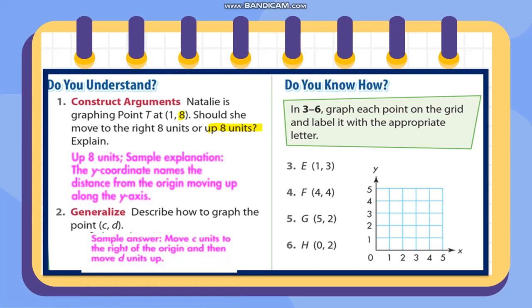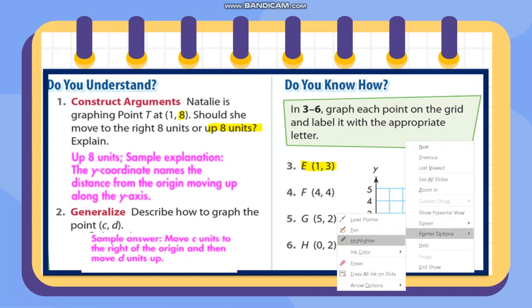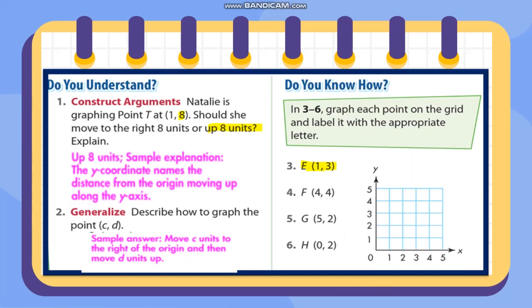In questions 3 to 6, we're going to graph each point on the grid and label it with the appropriate letter. So we have letter E, and the ordered pair is (1, 3). So from the point of origin, we're going to move 1 to the right, then 3 units going up. 1, 2, 3. So the point must be here. That is letter E.